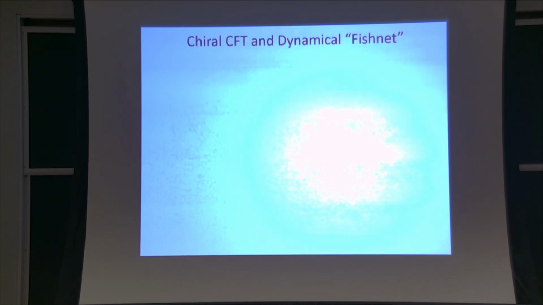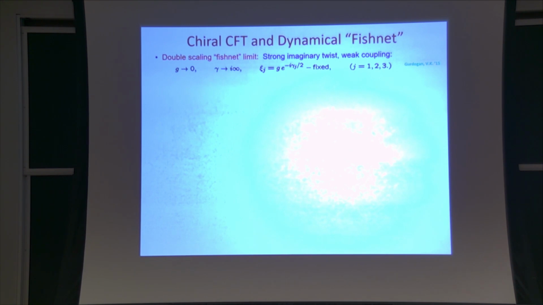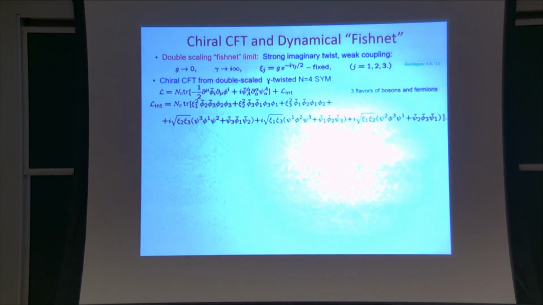Okay, then in the simplest case, this double scaling limit means that you send all three gammas to i infinity, g to 0, and you keep xi finite, g times this twist factor fixed. So you get three couplings. Now, here is the action which is left. Essentially, you drop all halves of commutators, and you stay with the vertices which are chiral. You dropped all anti-chiral vertices.